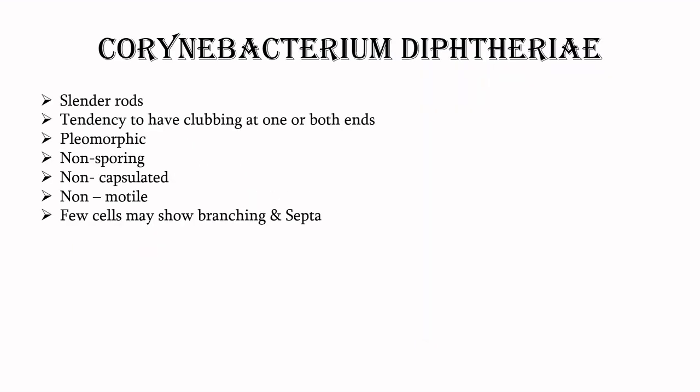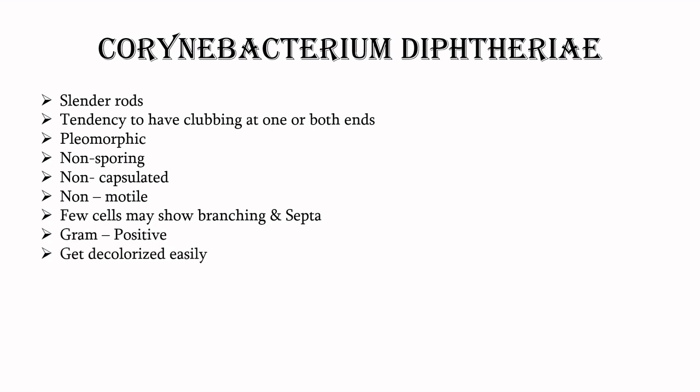When you talk about Corynebacterium diphtheriae, they are very slender rods, thin bacilli. They have clubbing at either one or both ends because of the presence of granules, and they are pleomorphic, meaning the shape and size of the bacilli will mostly be different. They do not produce any kind of spores. They don't have a capsule. Just like other Corynebacterium, diphtheriae also does not have motility, and some of them will show some branching and septa, what you see generally in Actinomyces and Mycobacterium. Corynebacterium may also show some amount of branching and septations here and there.